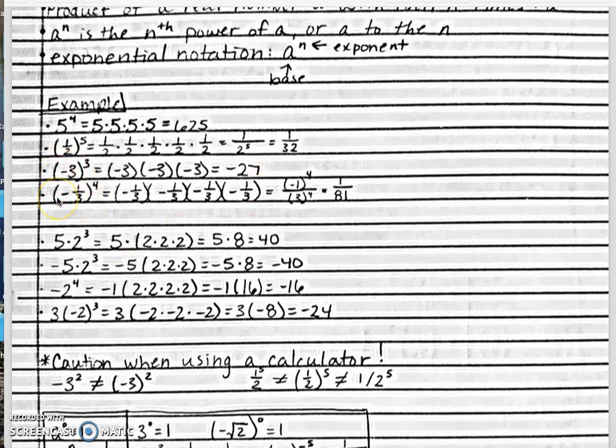Our base also does not have to be positive. So I have -3 to the power of 3. So I do -3 times -3 times -3. -3 times -3 is positive, but then you multiply by a negative again and it gives you a negative answer.